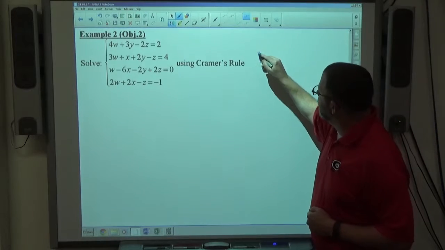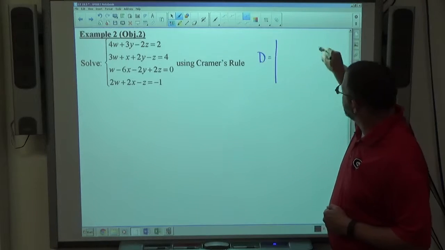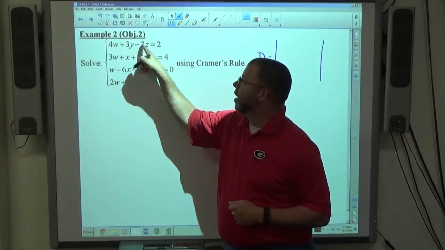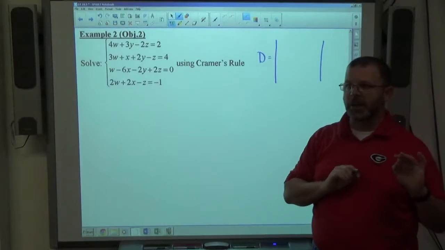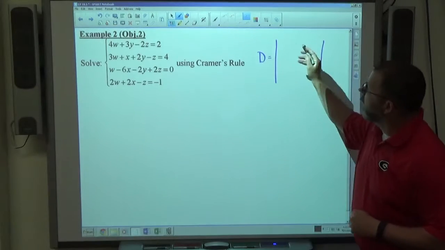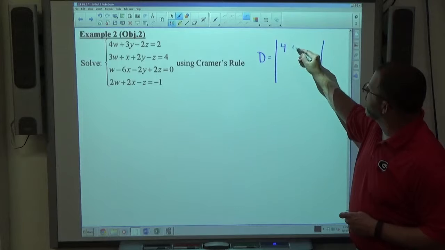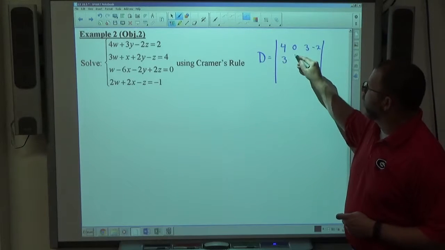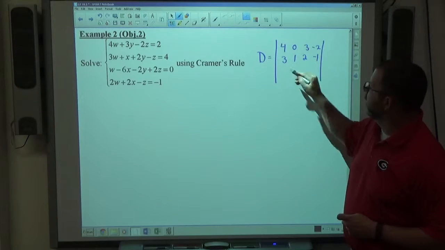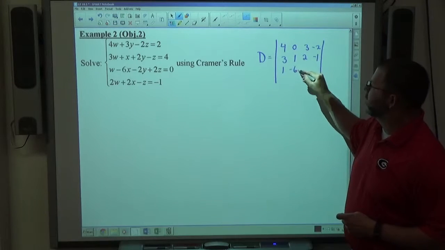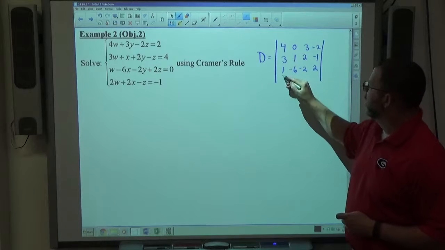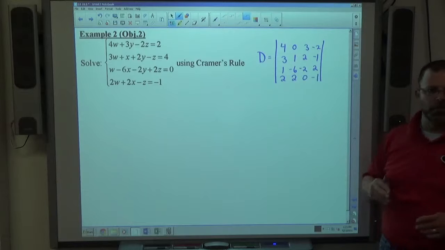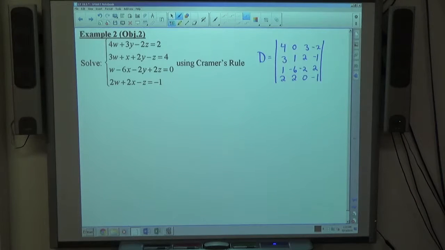First of all, the coefficient determinant is going to be the determinant of all this. And be careful, W, X is missing, Y, Z. Make sure missing letters get accounted for as zeros in the matrix. So 4 is W, 0x, 3y, negative 2z. Then I've got 3w, 1x, 2y, negative 1z, 1w, minus 6x, minus 2y, plus 2z, 2w plus 2x plus 0y minus 1z. So make sure those zeros end up in your determinant when you write it out.